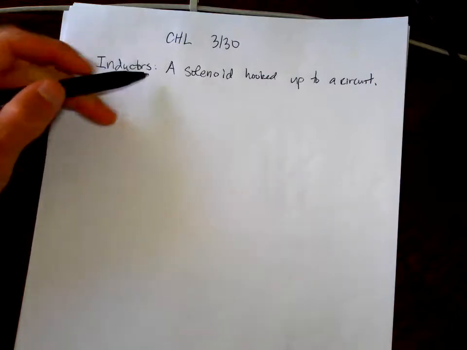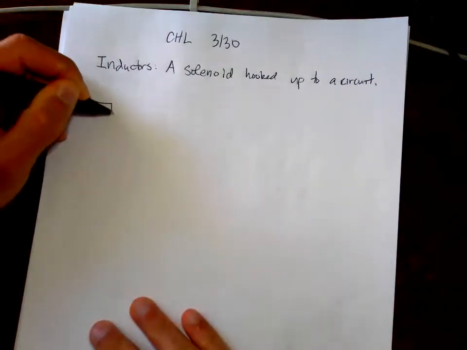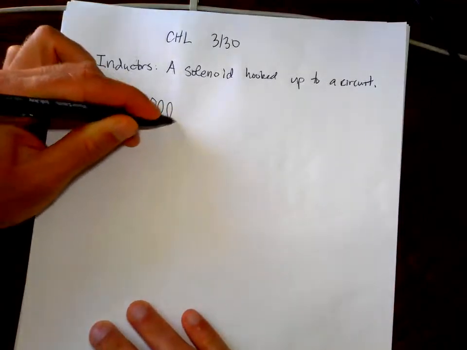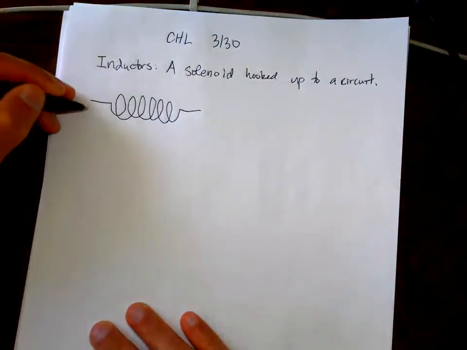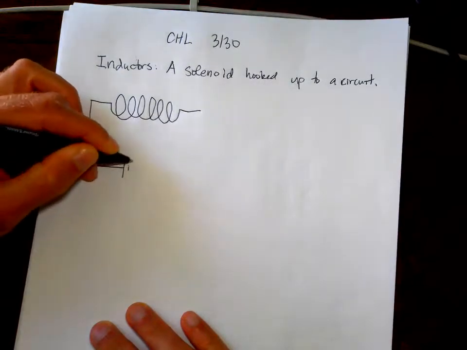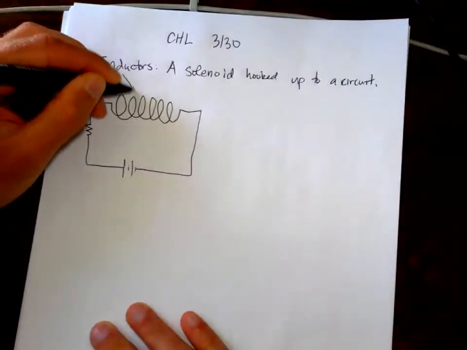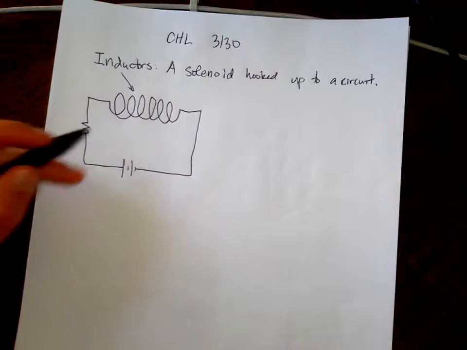All right, so it's a solenoid hooked up to a circuit. So basically, an inductor looks like this. Like that. And then maybe you hook it up to a resistor and a battery or something like that. But this thing right here, that's the inductor. So what defines the inductor?